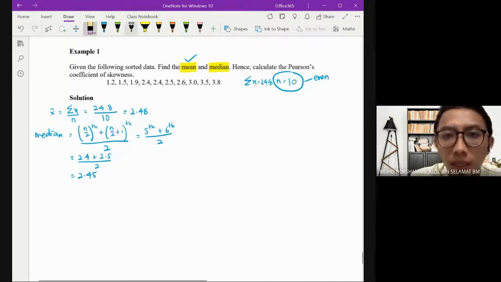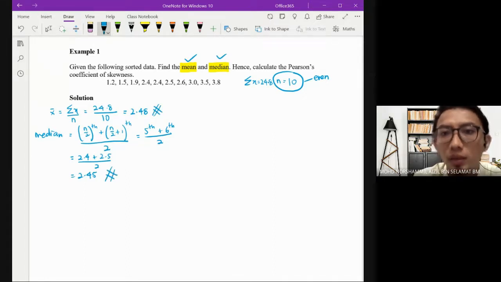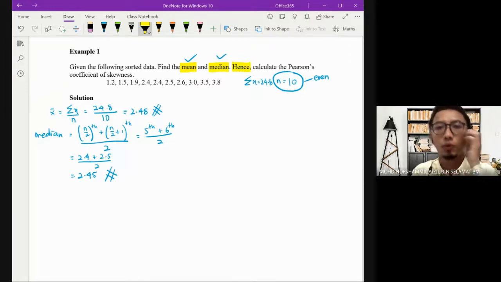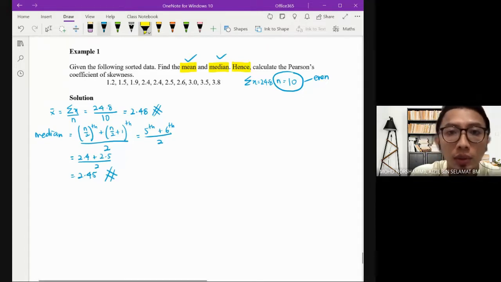Okay, so median done. Mean done, median done. Let's proceed with the next part. Hence, be careful with the word hence. This is a powerful word, because hence means that you need to use the current calculation that you have to solve the next part. To solve what? To calculate the Pearson's coefficient of skewness.